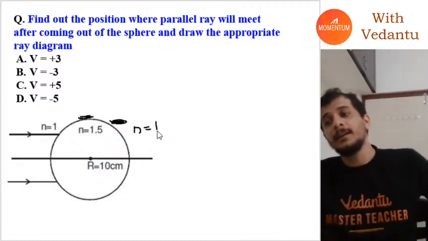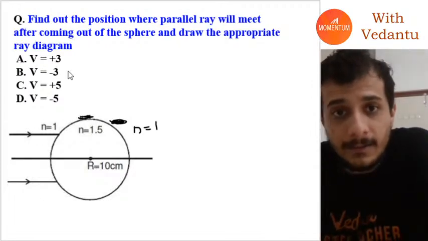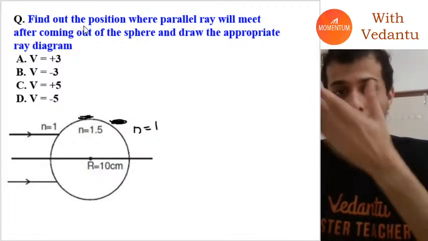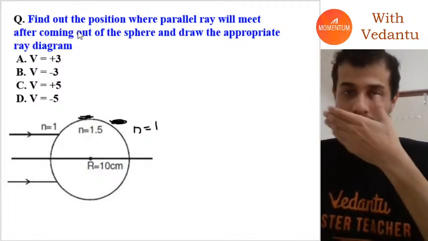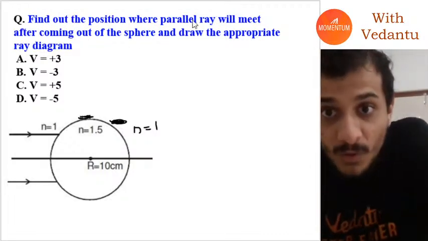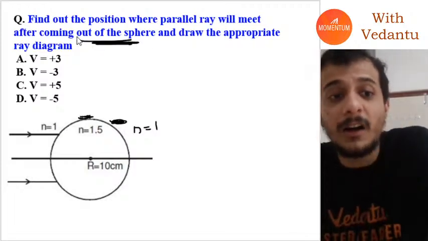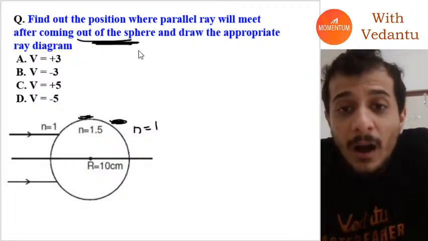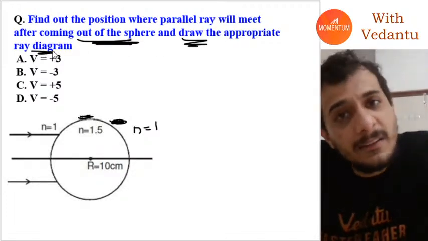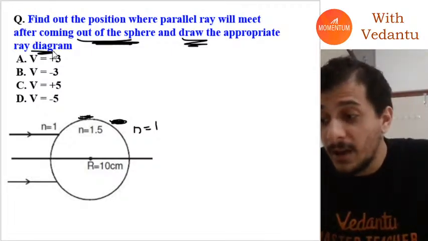So in this case, parallel rays are coming like this. Then you have to calculate where will the parallel rays meet after coming out of the sphere, and you have to draw the appropriate ray diagram. Now, in IIT JEE, they will never ask you to draw the appropriate ray diagram. But in this question, we have asked why.